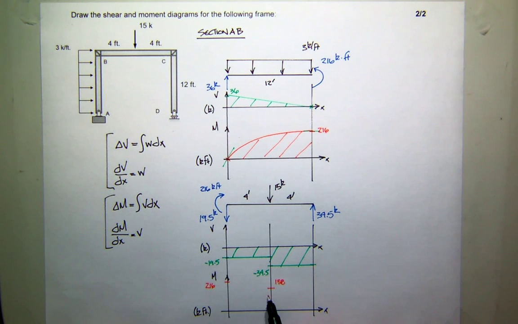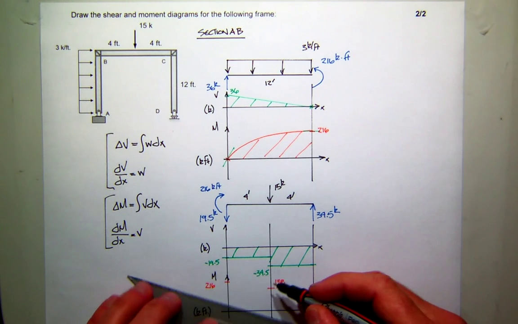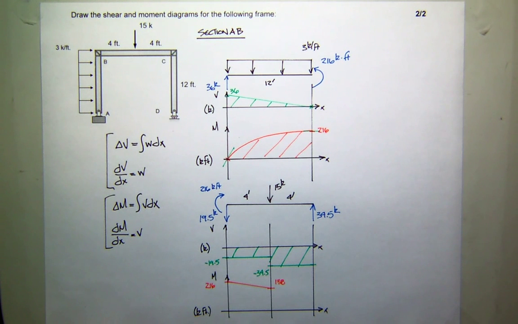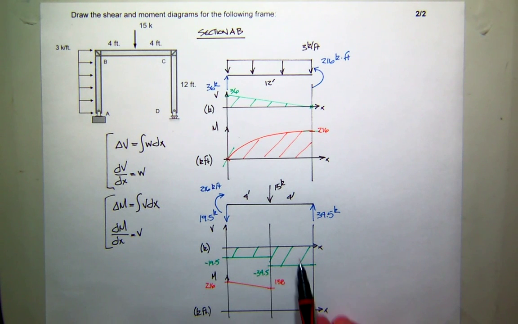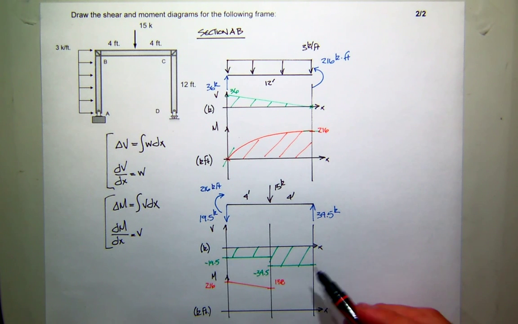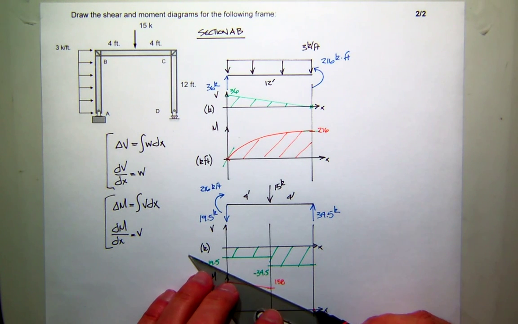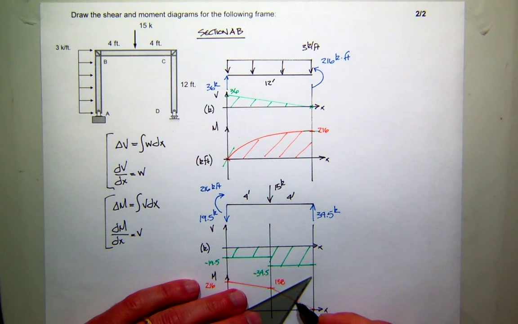And the shape of this curve is given by the shear. And the shear is constant. So I have a constant slope, and it's negative. Now the change in moment over the last 4 feet is given by the area of the shear diagram, which is this part here, which would be 4 times 34.5. Let's hope that's 138. It is. That brings us to 0. Great. And then the slope is given by the shear. The shear is constant and negative, and it's larger than the previous one, so you can see there's a nice little bend here. So there's our moment diagram.